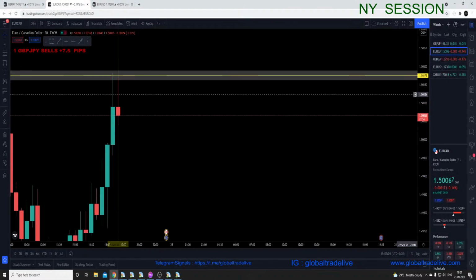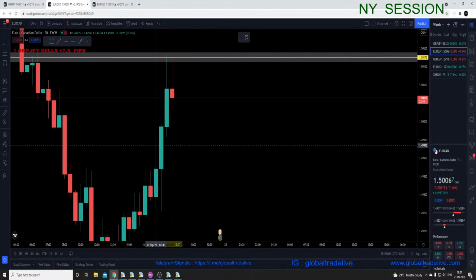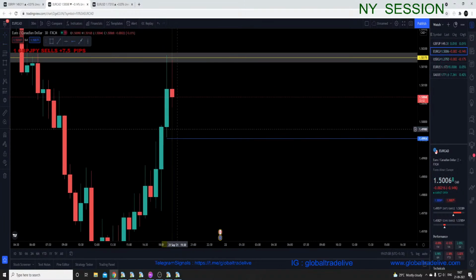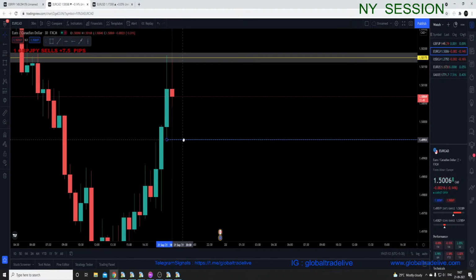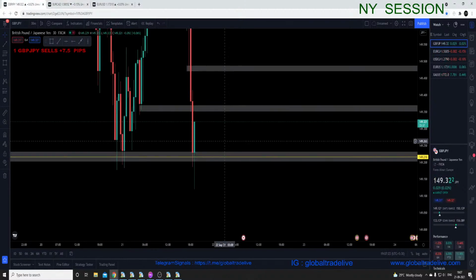So I'm gonna execute a trade once this low gets broken. Let's make it 550, 950. Yeah. So this will be the execution price for my EuroCAD trade. Oh, look at this rejection in GBP JPY.